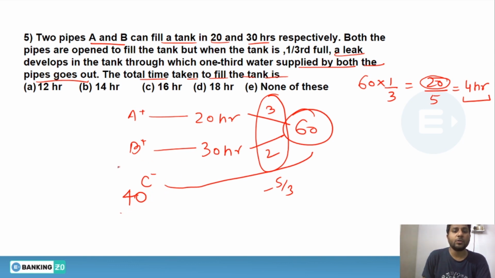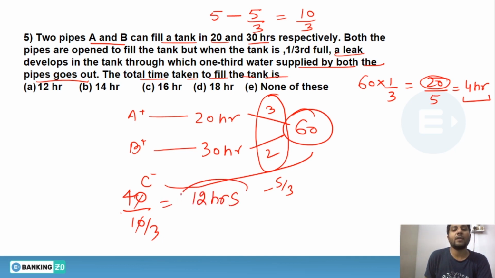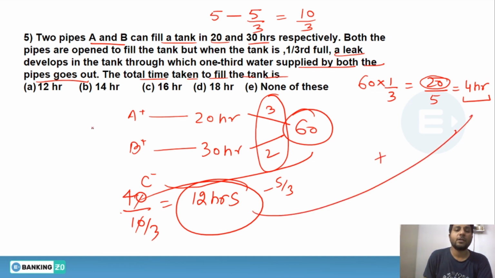You know that when the leak develops, all the three pipes are open. That means if these two were filling 5, C was releasing 5 by 3. That means it is left with 10 by 3. So with 10 by 3 efficiency, these three pipes will fill the remaining tank, and it will take 12 hours. That means the total time it will take will be 16 hours. So in 16 hours, the whole tank will be filled.